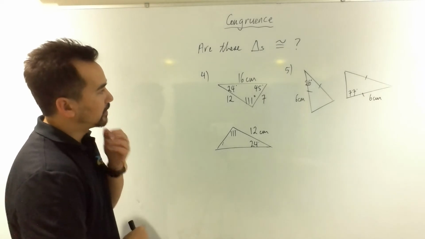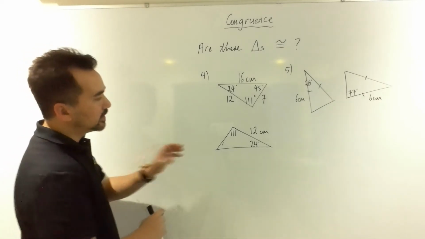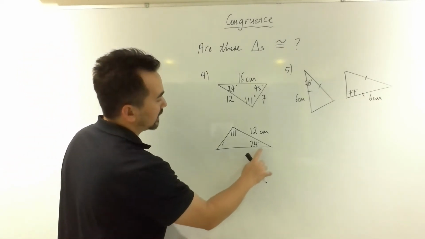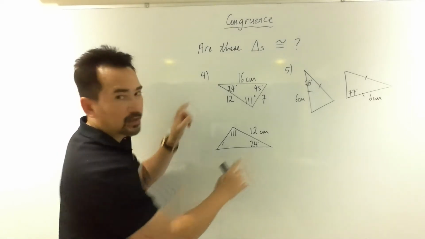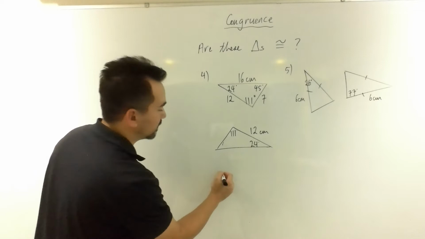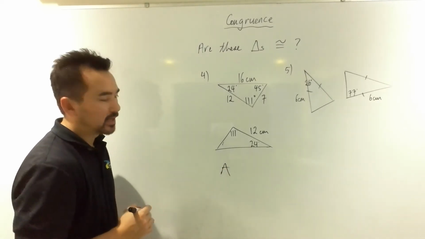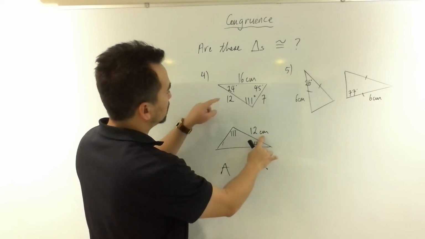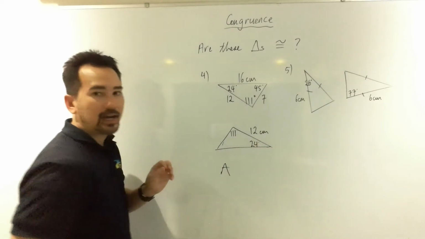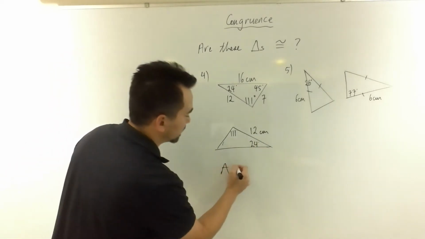So, let's have a think about this. In this scenario, I've got an angle which is 24. Here I've got an angle that's 24. We have one pair of matching angles marked down in A. Over here, I have a side that's 12, and this is also 12. I have one pair of matching sides.